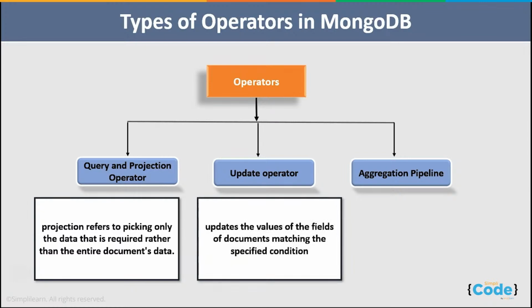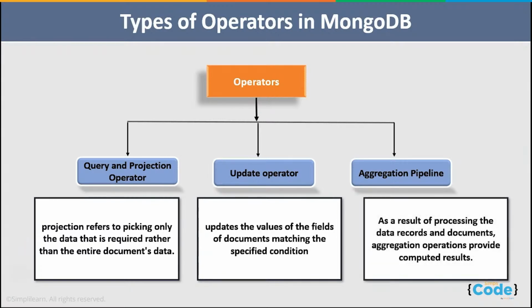Next, we have the update operator, which basically updates the value of all the fields of the documents matching the specified condition. And finally, we have the aggregation pipeline. It basically provides computed results as a result of processing the data, records, and documents. It is similar to aggregate functions in SQL, wherein it aggregates all the values within a document and performs certain aggregation operations like sum, maximum, minimum, and so on. So these were some of the main types of operators in MongoDB.